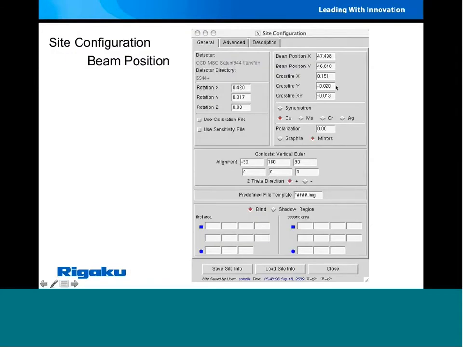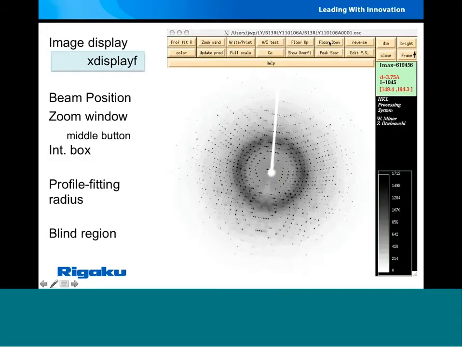Also, at the top, there's a site configuration. It would be up here. This is used to set the beam position and a few other things. But mostly, if you're coming from a beam line, or maybe you have several instruments in your lab with different beam positions, you can enter the beam position up here, and that's important.